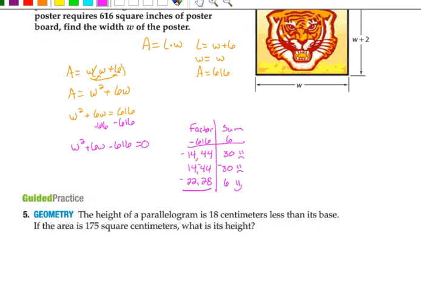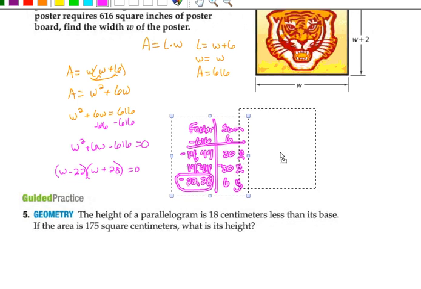Okay, but the question is, what did we do? So we found the two factors that are going to work in our binomials. So I have a W minus 22, I have a W plus 28, and I'm setting that equal to 0. So since I'm setting that equal to 0, I'm going to move this over so I have room to work.